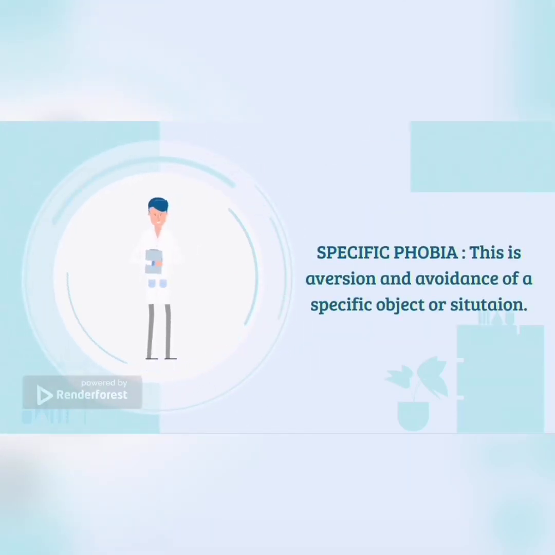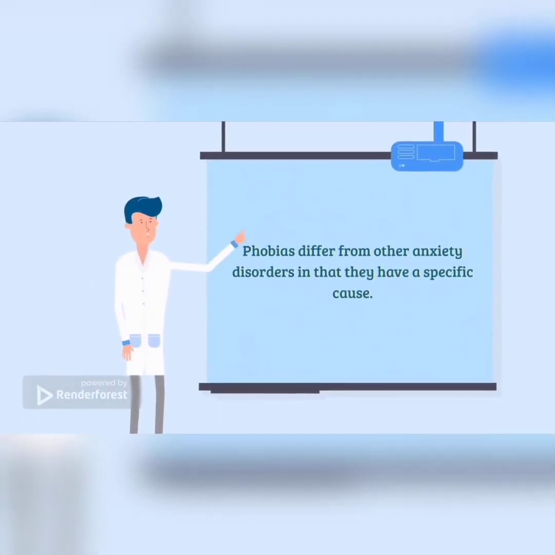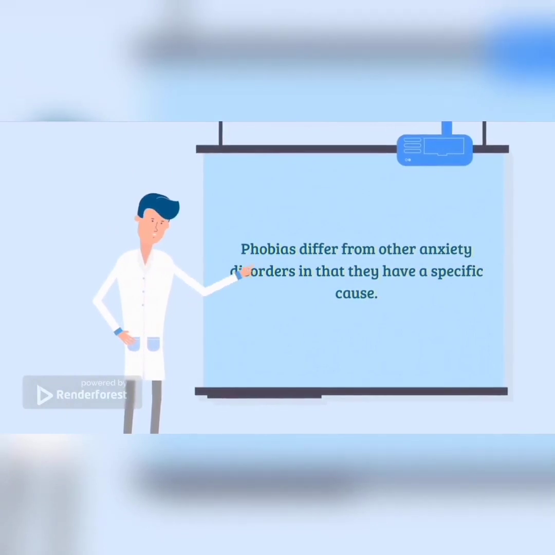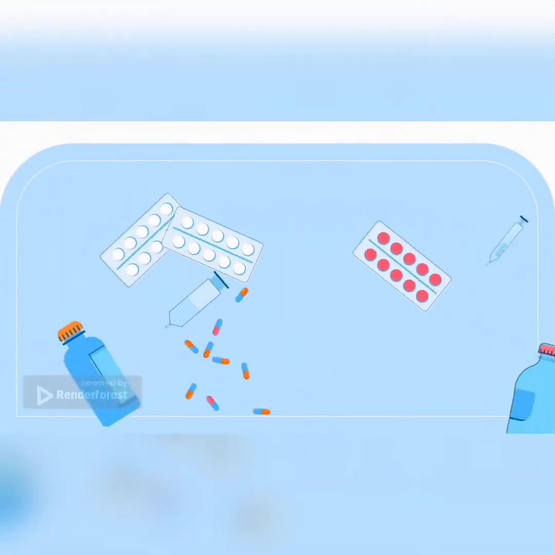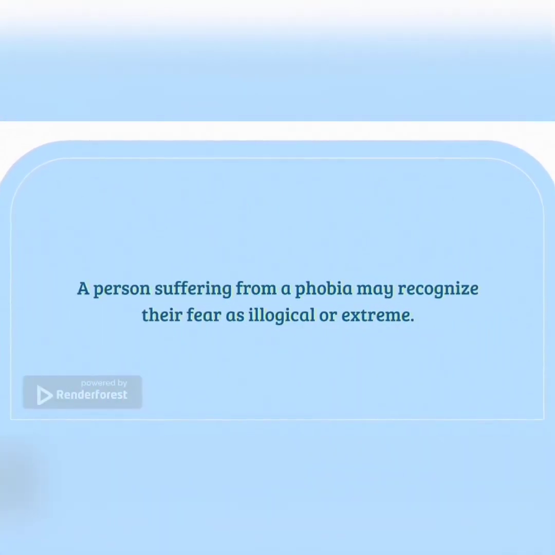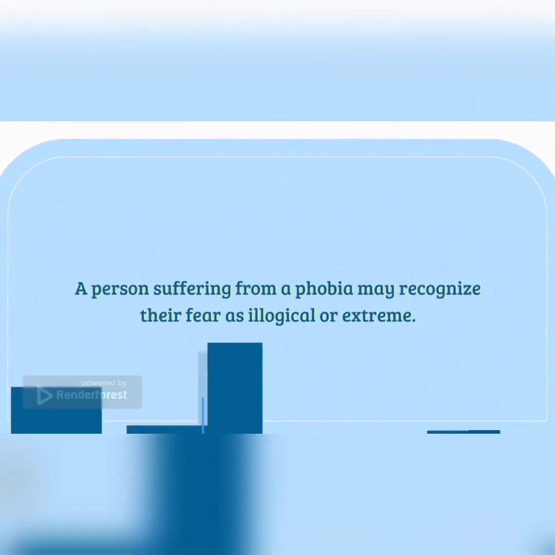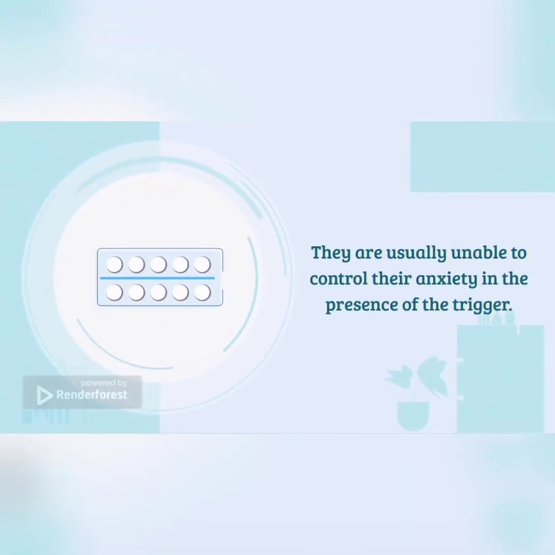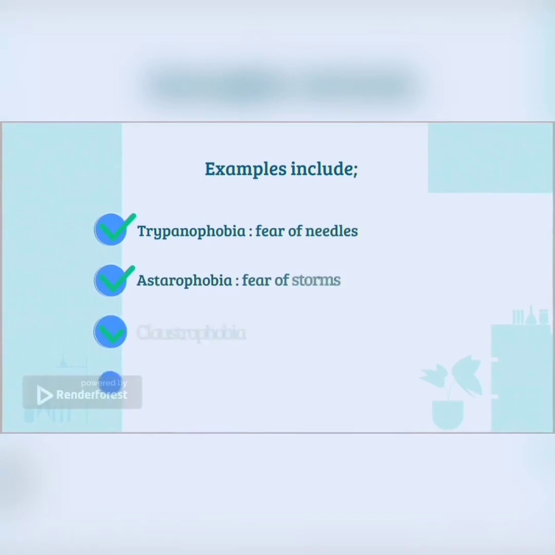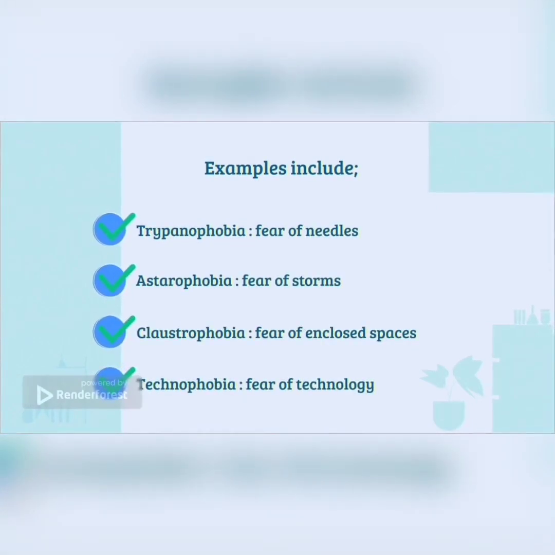Specific phobia. This is aversion and avoidance of a specific object or situation. Phobias differ from other anxiety disorders in that they have a specific cause. A person suffering from a phobia may recognize their fear as illogical or extreme, but they are unable to control their anxiety in the presence of these triggers. Examples are trypanophobia, fear of needles, astraphobia, fear of storms, claustrophobia, fear of enclosed spaces, technophobia, fear of technology.